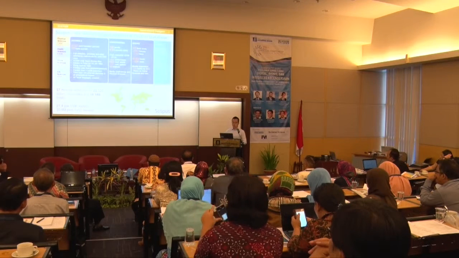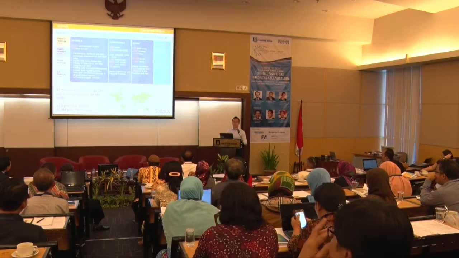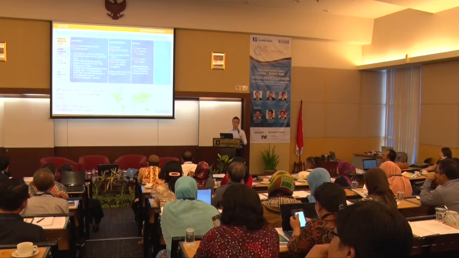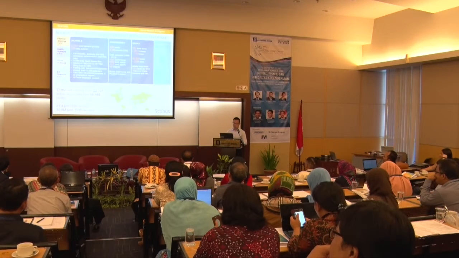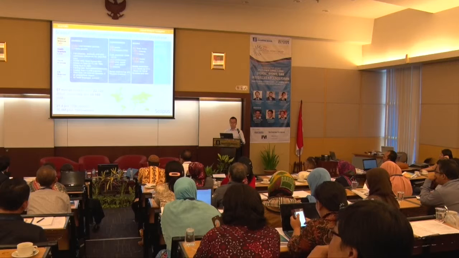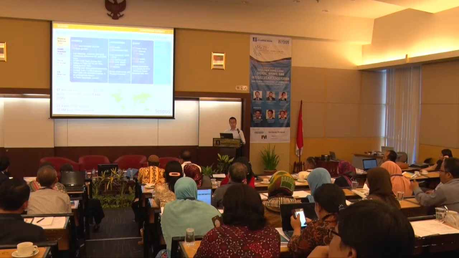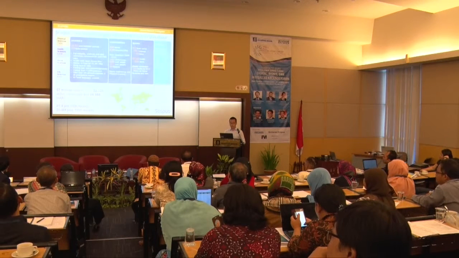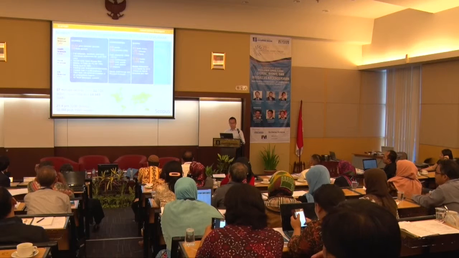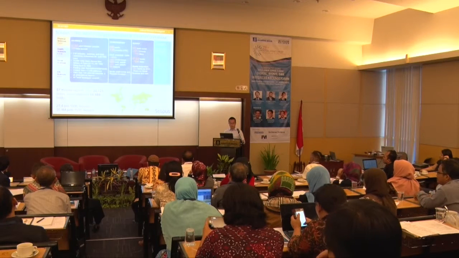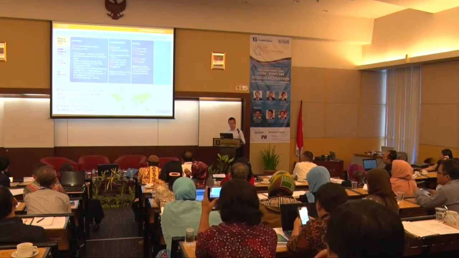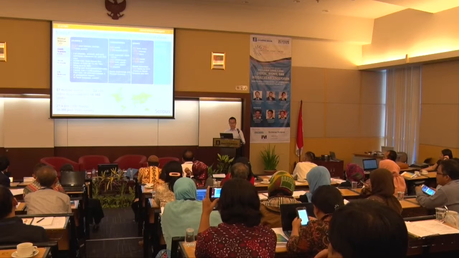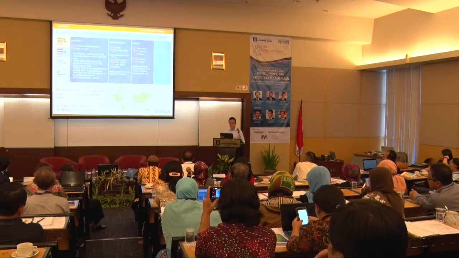Scopus is the world's largest abstract and citation database. With 57 million records from across 22,000 active serial titles and almost 90,000 books, this is one of the largest abstract and citation databases. It covers 4 disciplines: physical sciences, health sciences, social sciences, and life sciences.